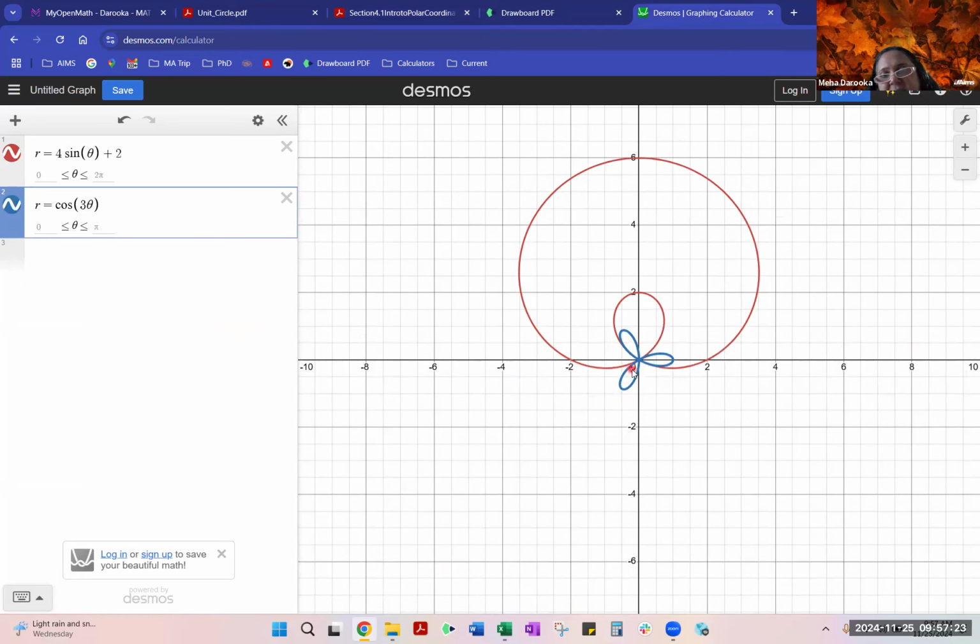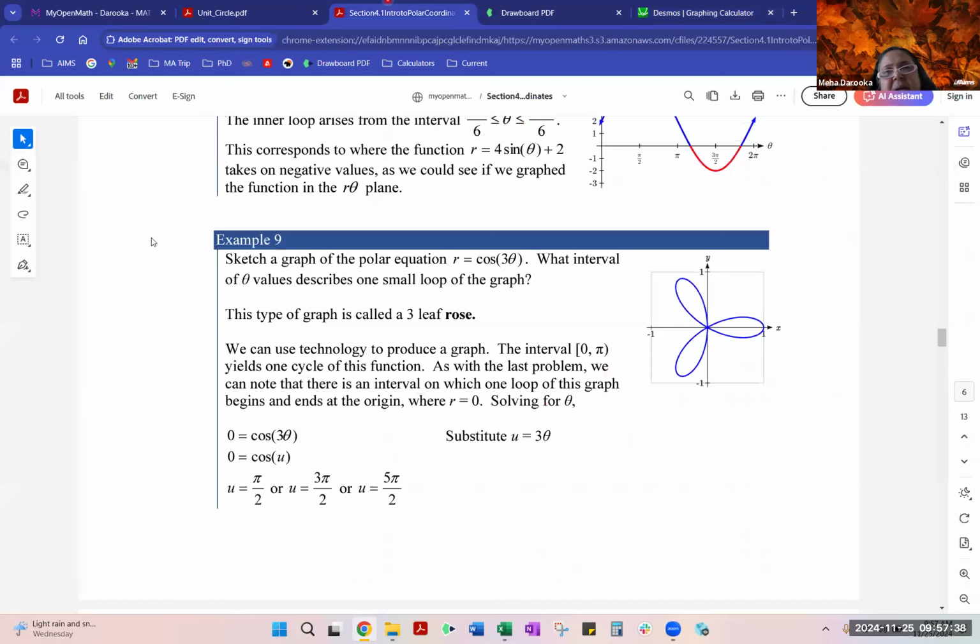And of course, that's the graph in the blue. So you will see that's kind of what makes a difference. If I remove that 3, you just get a simple looking circle. But as soon as I put that 3 in there, being multiplied with theta, you will see that's what creates that rose shape.